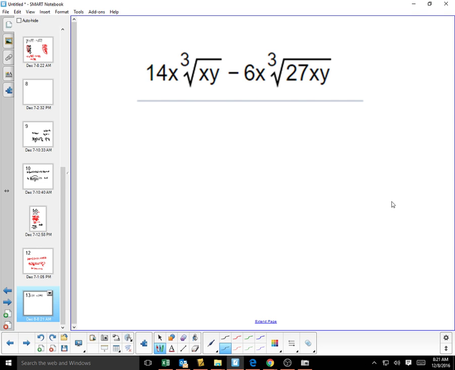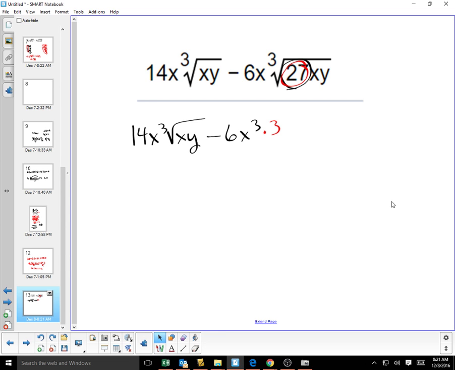On this one, I really can't do anything with this third root because the power of x and y are less than the index, so I'm going to leave that alone. But over on this side, I see there's a 27 inside. What is the third root of 27? It's just 3, right? So this becomes 14x times the third root of xy minus 6x times 3, because that's the third root of 27, and you leave behind the third root of xy.